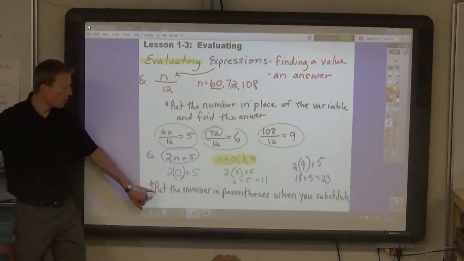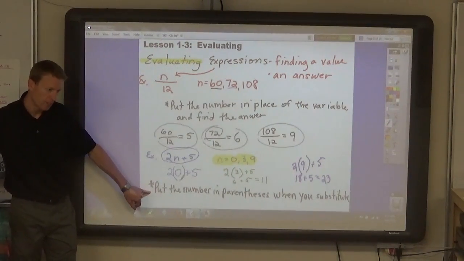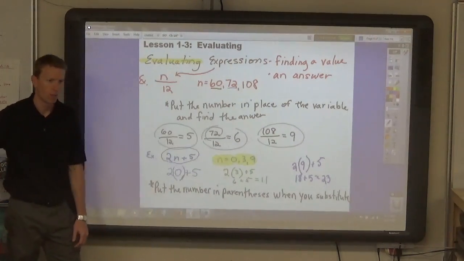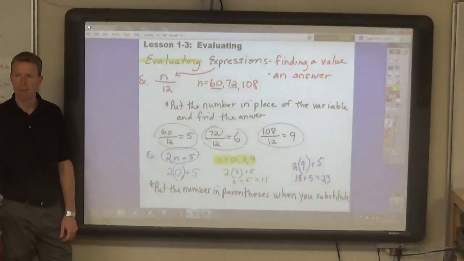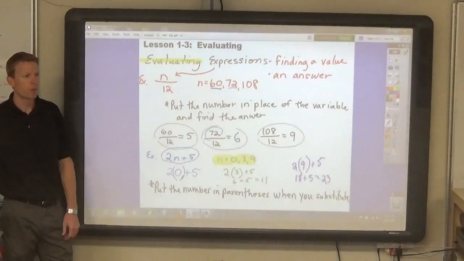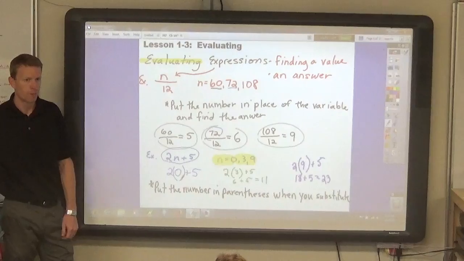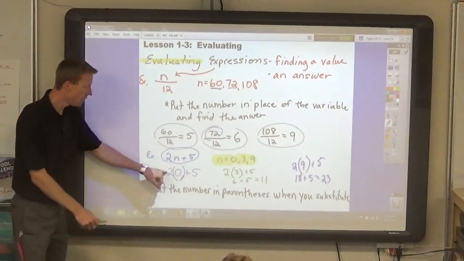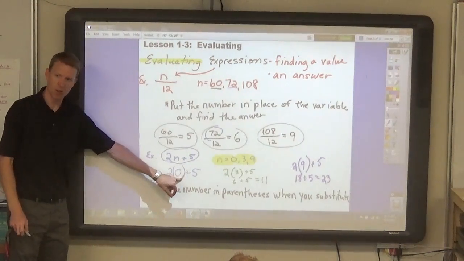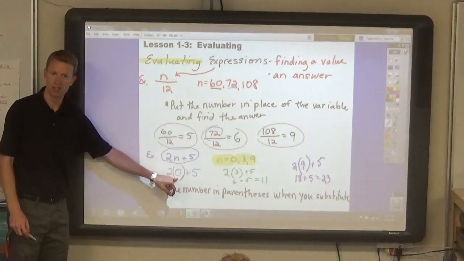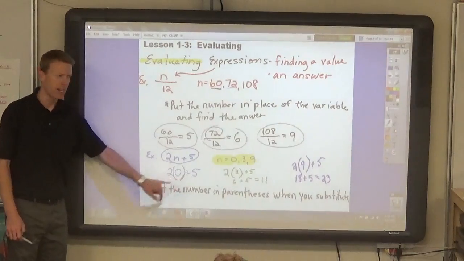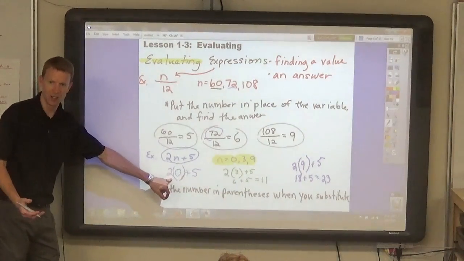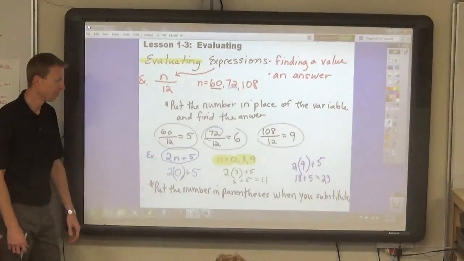So, underneath this example, I want you to write this. Put the number in parentheses when you substitute. Because parentheses mean to multiply. So when you see 2 parentheses 0, you know that means 2 times 0. Then you can find the answer easily, because 2 times 0 is 0, plus 5 is 5.